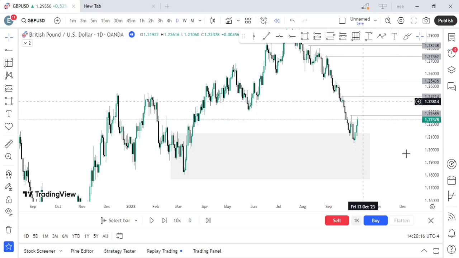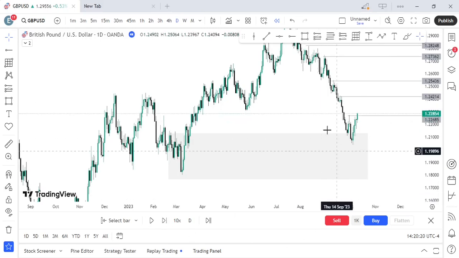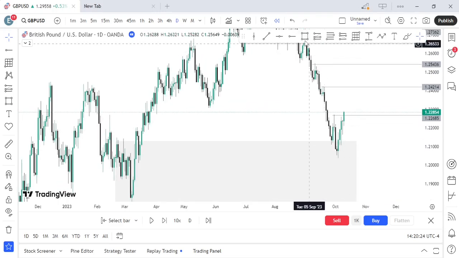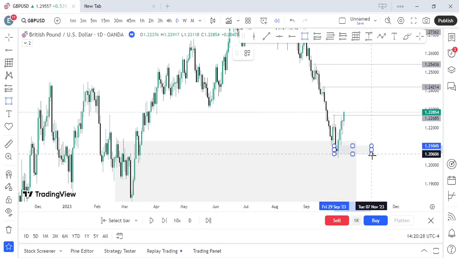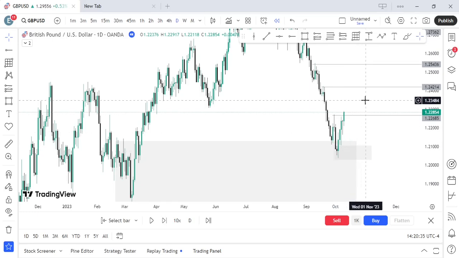Now let's see how the market is going to play out. Okay. Now we have our breaking market structure. So as you can see, this right here becomes a valid order block. If price will retrace all the way down, price will come all the way down to the order block before it starts to go all the way bullish. Now let's see what's going to happen next.